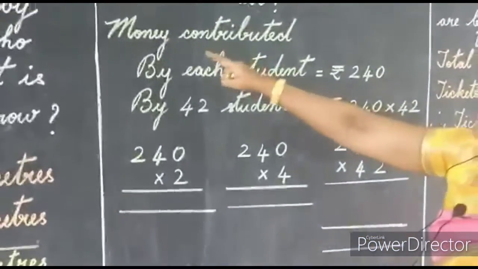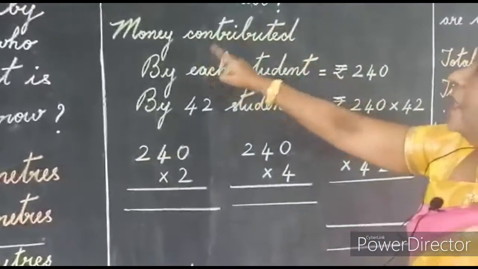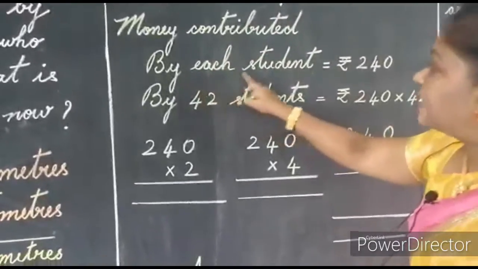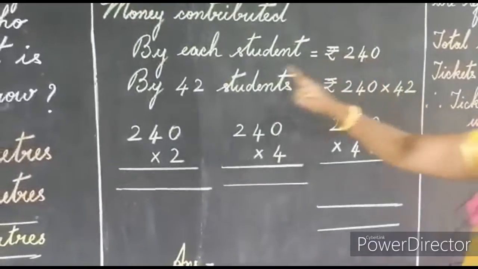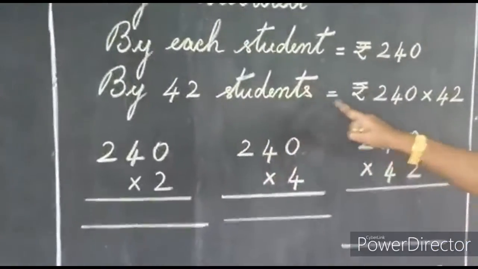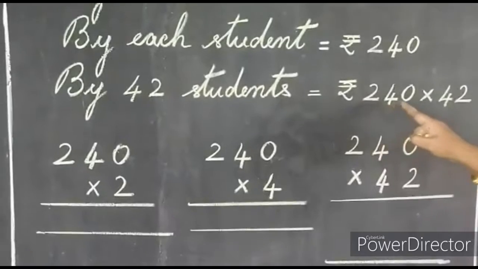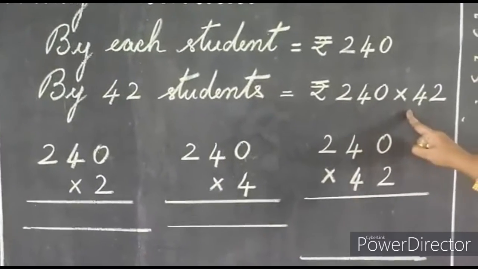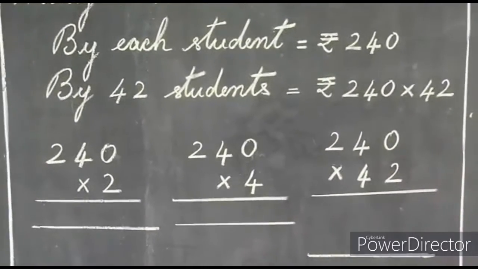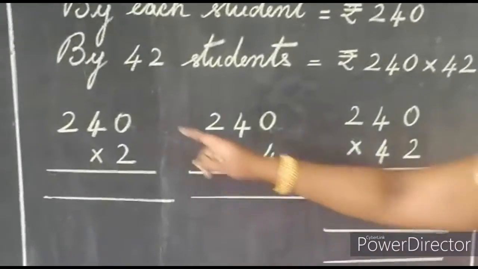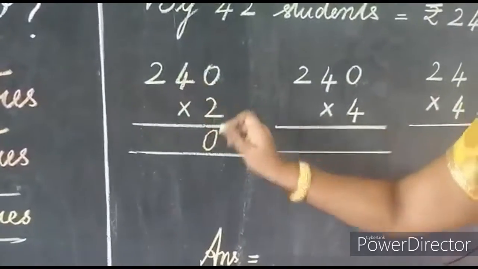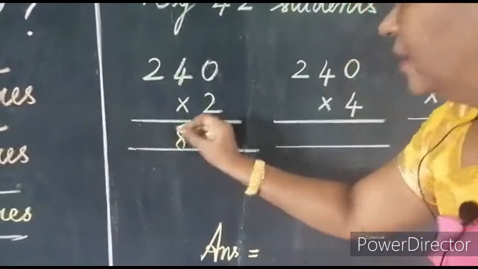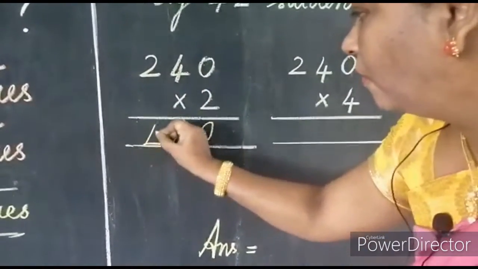So money contributed by each student is equal to rupees 240. By 42 students is equal to rupees 240 into 42. Now step by step multiplication. 0 2s are 0. 4 2s are 8. 2 2s are 4.